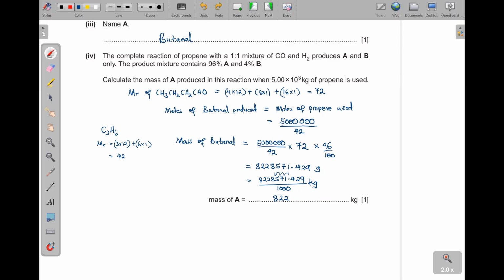So I'm just going to write 8229. And then I say 4 significant figures. You can even write to 3 significant figures. That means you round this one off to this, and then you have 8230. Okay, this will be 3 significant figures.